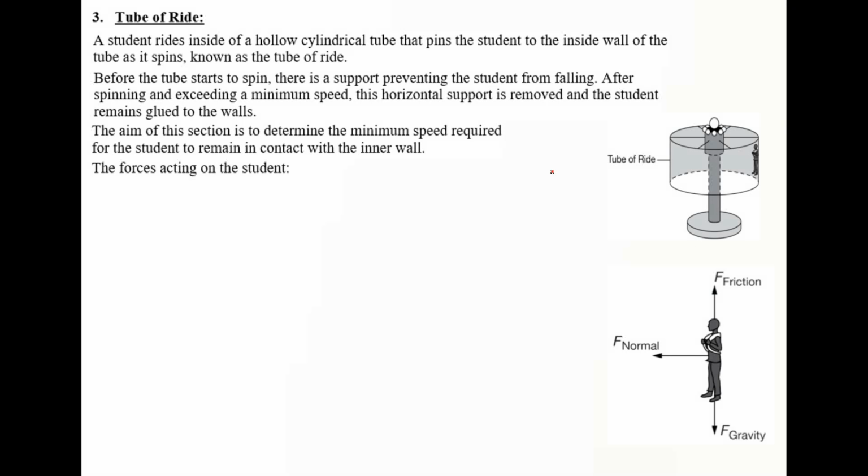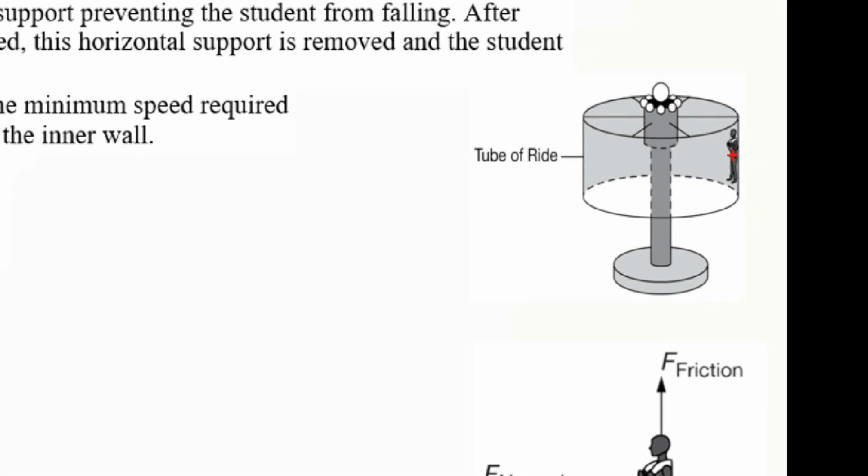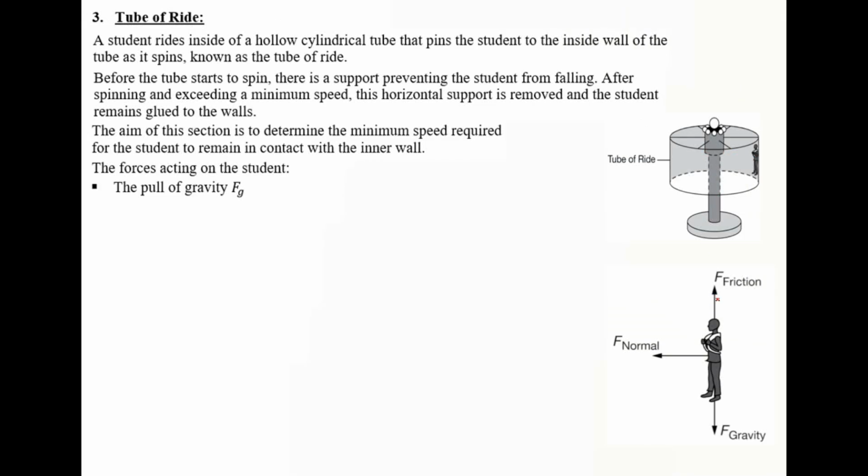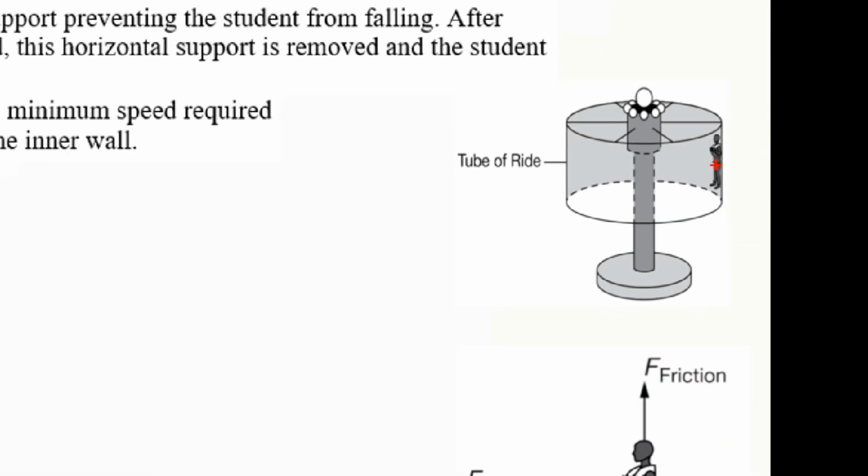What are the forces acting on the student? We have the pull of gravity down, we have the normal push. Why is the normal push to the left? Because this is the support, which is the tube, and the student is in contact with the inner tube. Then there will be a normal force exerted by the walls toward the center, and we have the friction is up. Why is friction up? Because here we suppose that the student will fall down, then friction is opposing the tendency of motion, which is down, then the friction would be up.